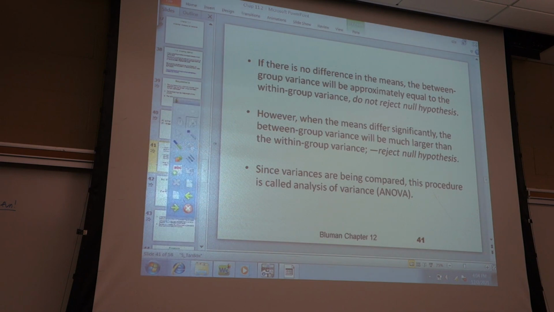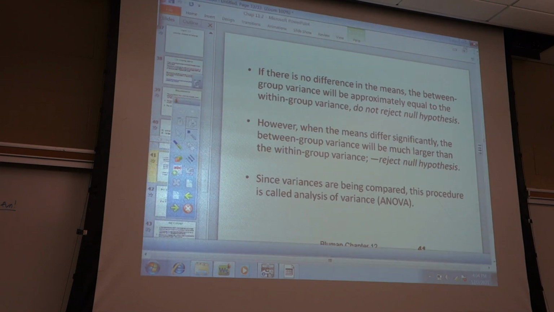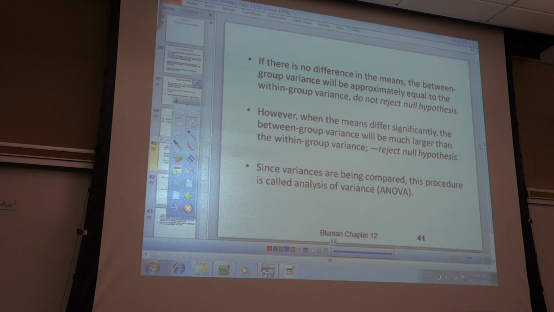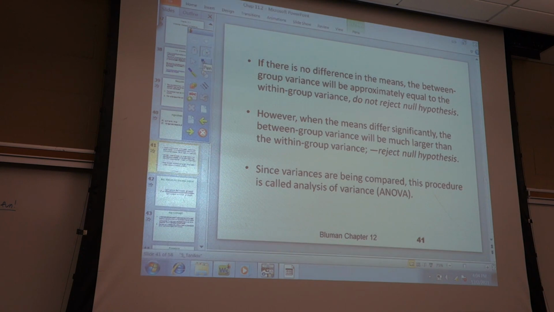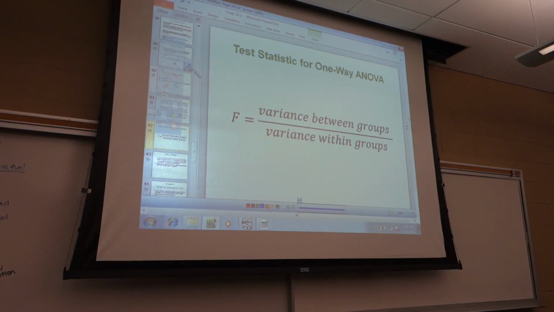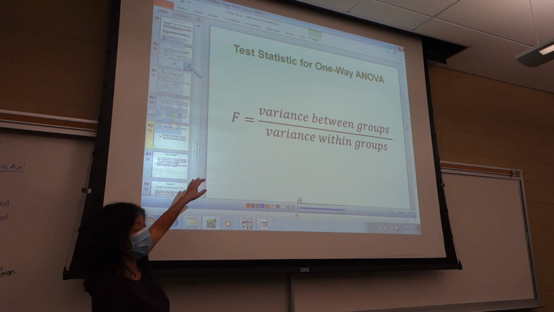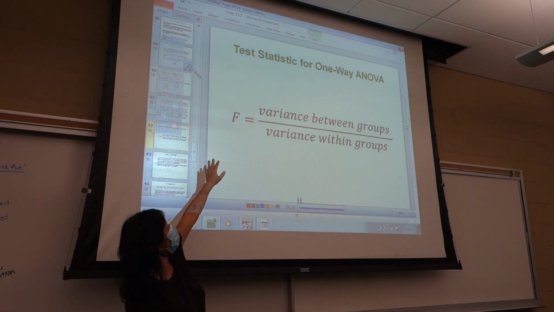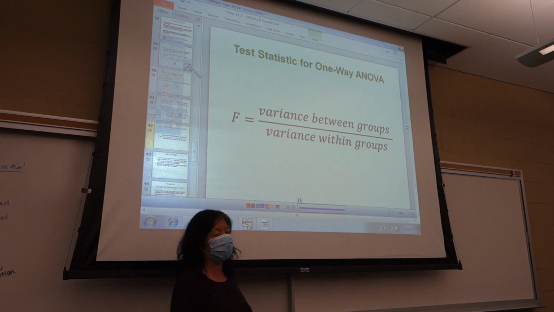If there's no difference in the means, then the between group variance will be approximately equal to the within group variance, which means that you do not reject the null hypothesis. However, when the means differ significantly, then the between group variance will be larger than the within group variance. That's when we reject the null hypothesis. So you might say, well, what are those things? Okay, so we're looking at the variance between groups divided by the variance within groups.